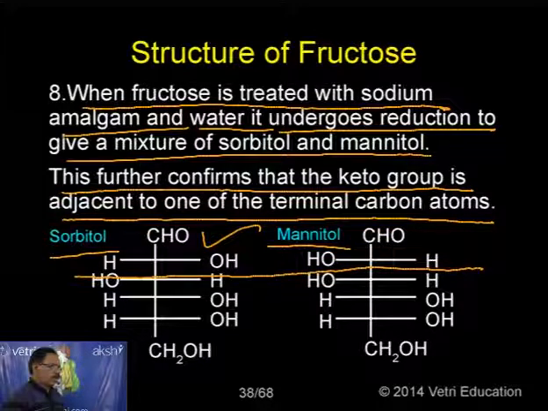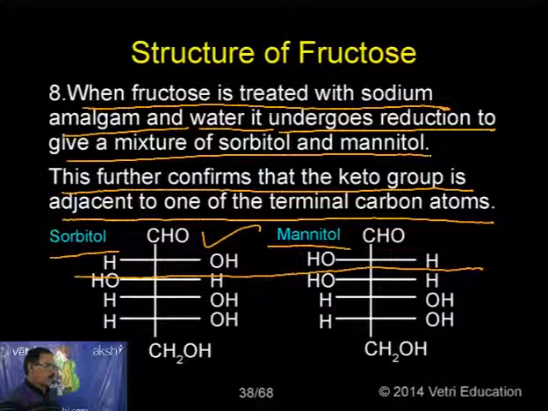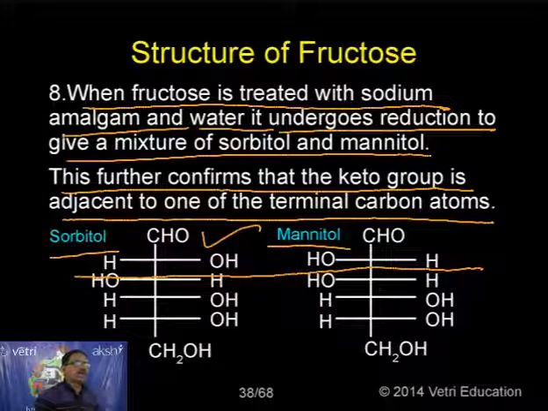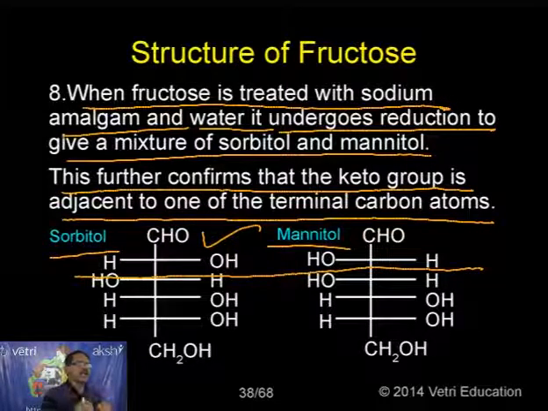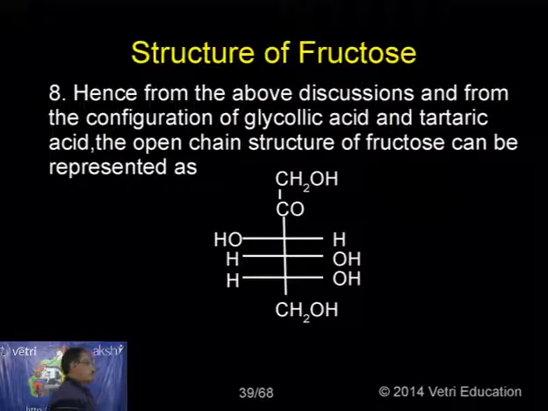The difference lies only at the top one. That is, in sorbitol the OH is on the right hand side, and in mannitol the OH is on the left hand side. That is the main difference. So this is possible only if there is a keto group present in the second carbon atom. This is very, very interesting information.